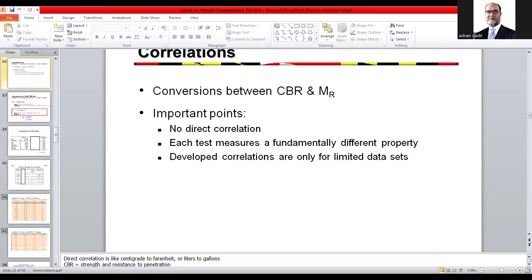So there is no direct correlation, because CBR and resilient modulus, as I explained earlier, are very different in terms of the testing protocols. And whatever is being presented here is based on limited data.